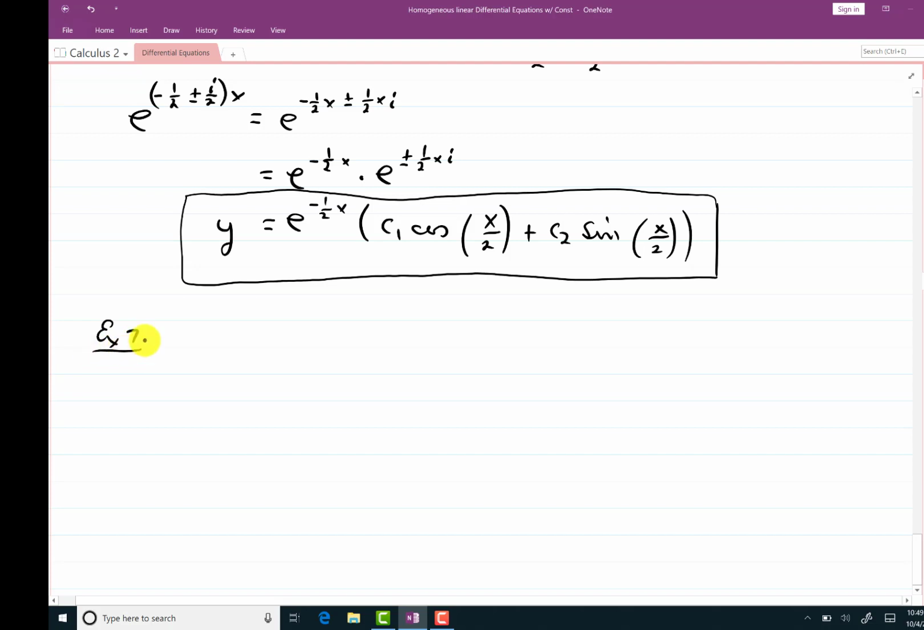For our next example, we have 2y double prime minus 3y prime plus 4y equals 0.